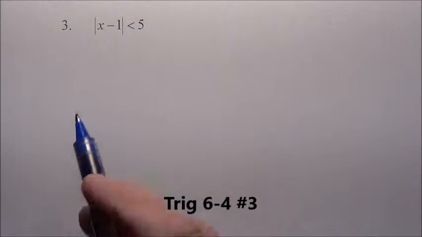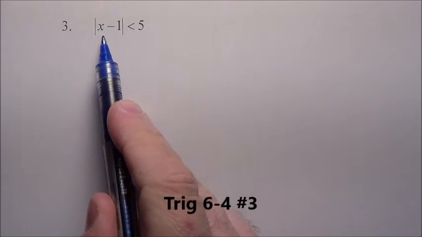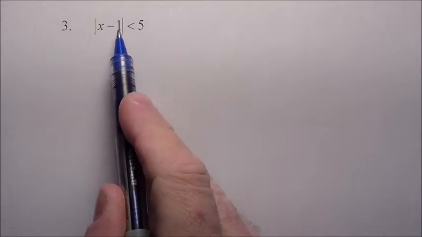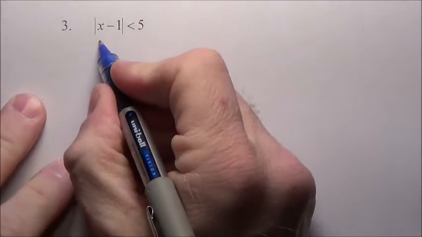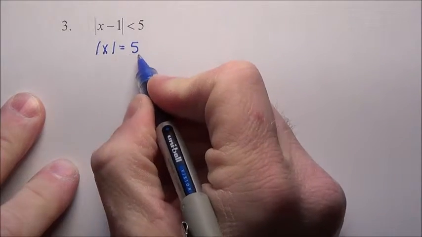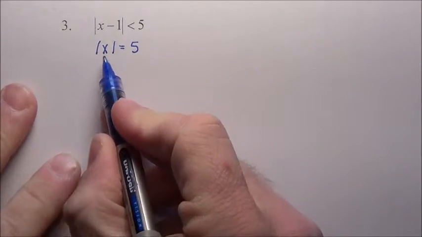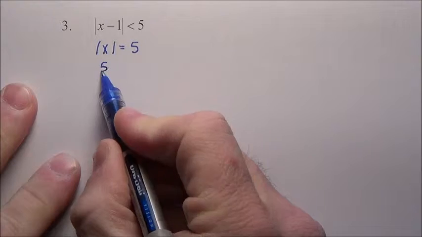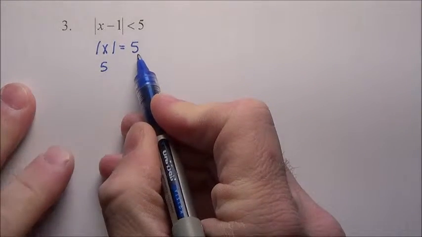Problem 3, we're solving this absolute value of x minus 1 less than 5. Let's think about the absolute value first. If you had the absolute value of x equal to 5, what would this x value be? Well, it could be the positive 5, because the absolute value of 5 is 5.